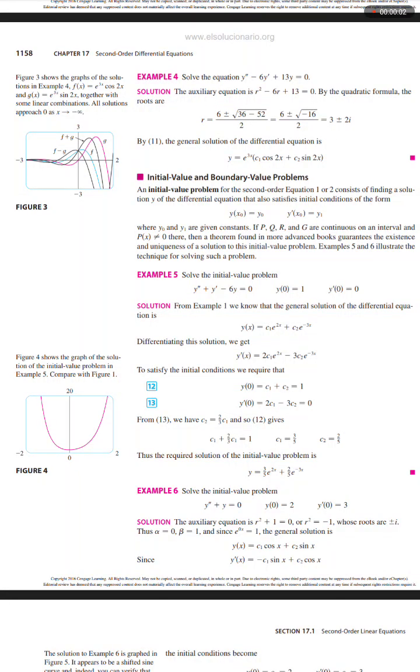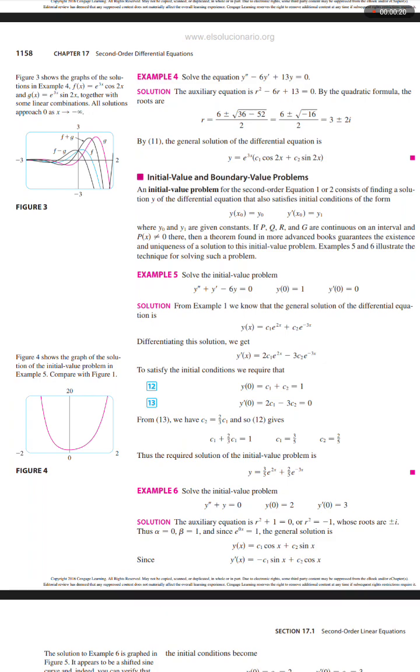Example 4. Solve the equation y'' - 6y' + 13y = 0. Solution. The auxiliary equation is r² - 6r + 13 = 0.